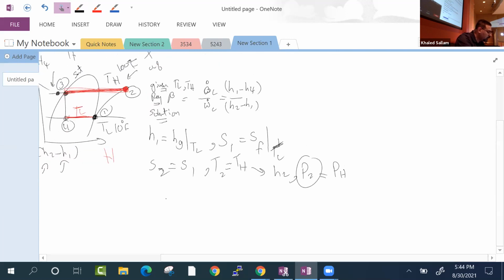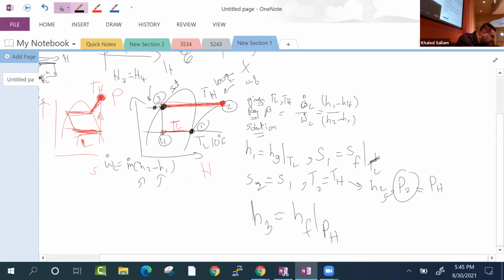Make sense? So now, how am I going to get H3? By the way, this is H2s, right? How am I going to get H3? It's going to be Hf at P high. Right? Saturated liquid at that pressure. So notice how this is all one pressure. This is the PH diagram.